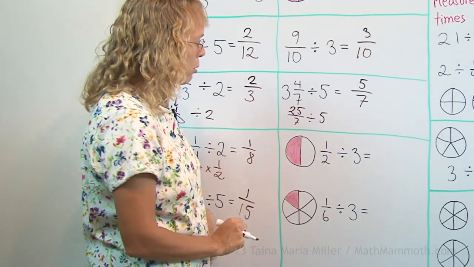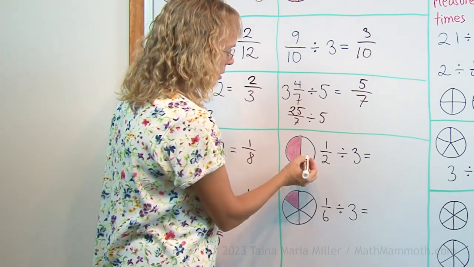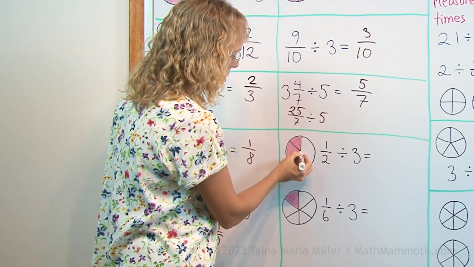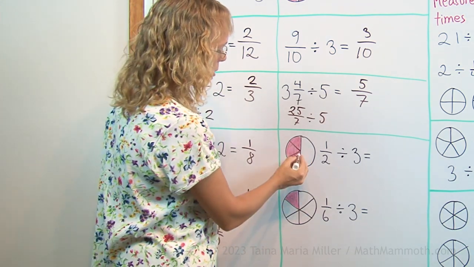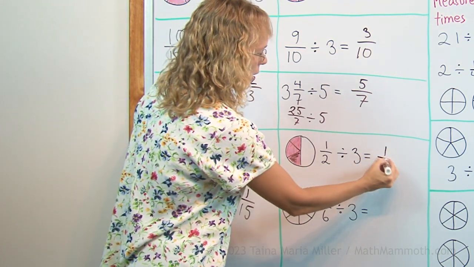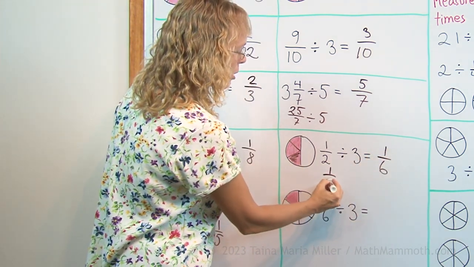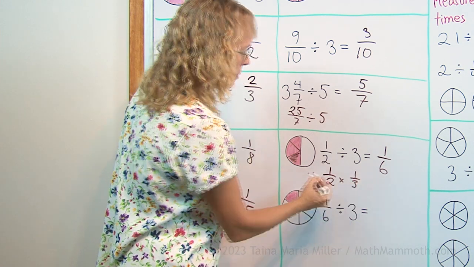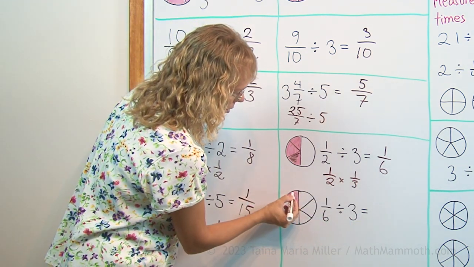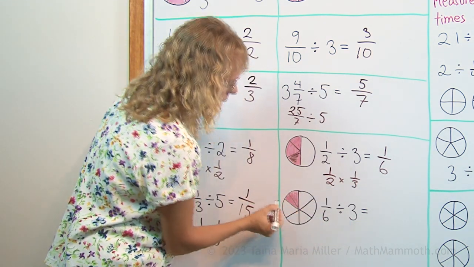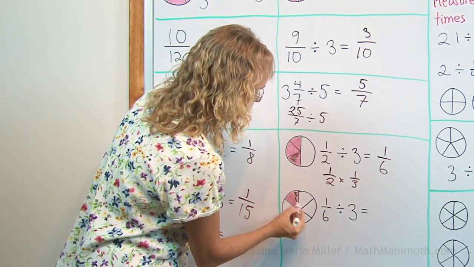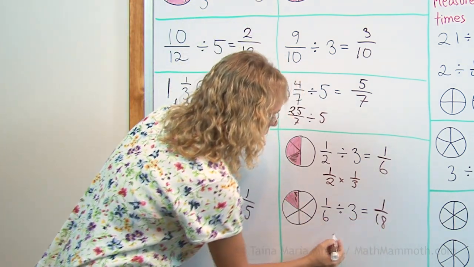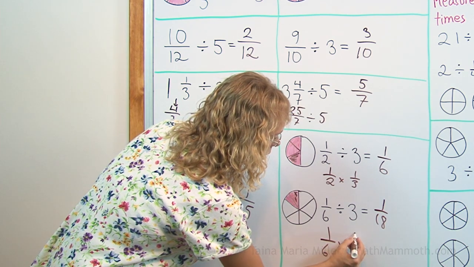And here's one more of those. 1/2 divided by 3. Well, here it is, one of these. So the answer is 1/6, which is the same as 1/2 times 1/3. Or 1/6 divided by 3. This one slice into 3, and then one of those is 1/18, which is the same as 1/6 times 1/3.